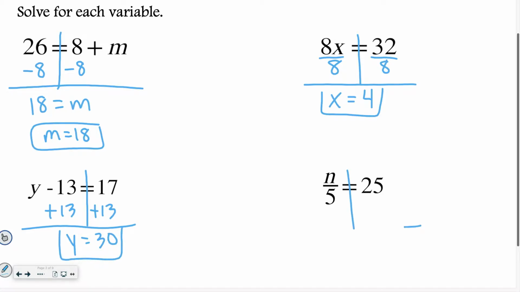And the last one, tee it up, and I have n divided by 5 equals 25, or n over 5 equals 25. To undo that division, I'm going to multiply by 5. So I'd say times 5, and I have n equals 125. And that is it for example 1.